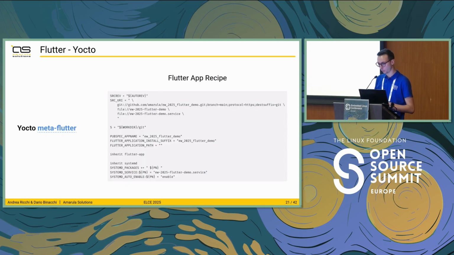Finally, for your application, you can simply take the Flutter recipes that are already present in meta-flutter, and customize them based on your needs. The key line is the inherit flutter-app, which handles all the cross-compilation and the bundle generation when working in Yocto.